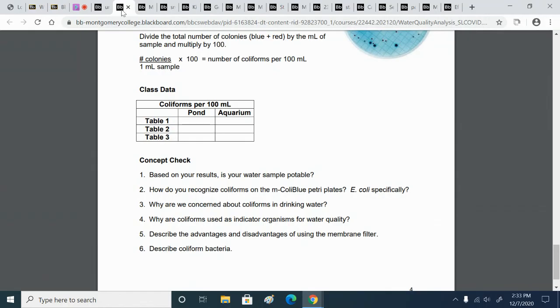But if your water sample is really turbid or really muddy, that will clog the filter. And if your water sample is highly contaminated, you would have to perform serial dilutions and repeat the process in order to obtain isolated colonies so you can see them and count them. So any questions on water quality? No questions on water quality?